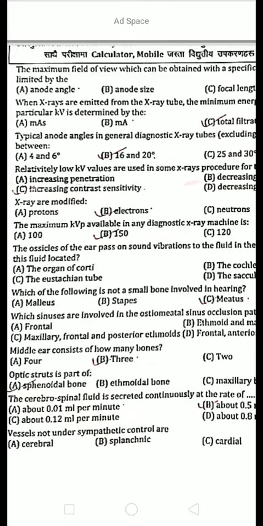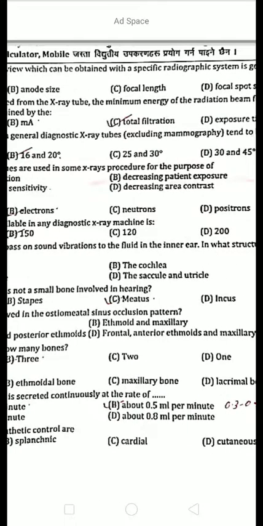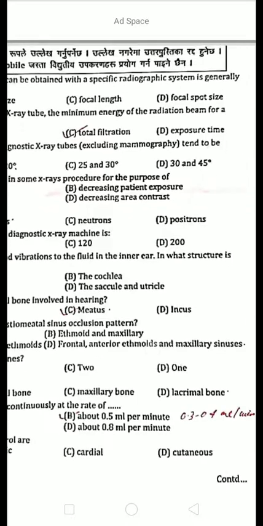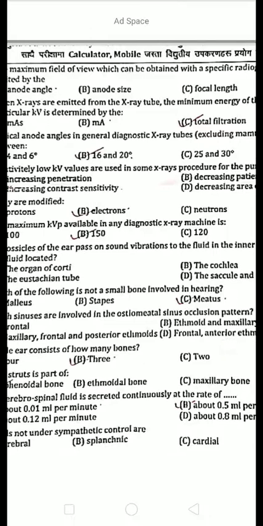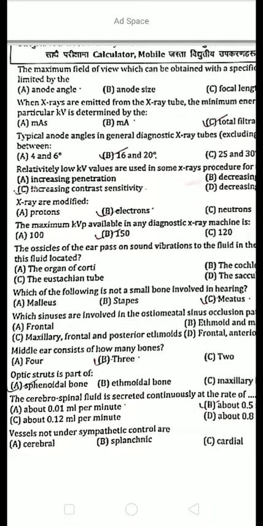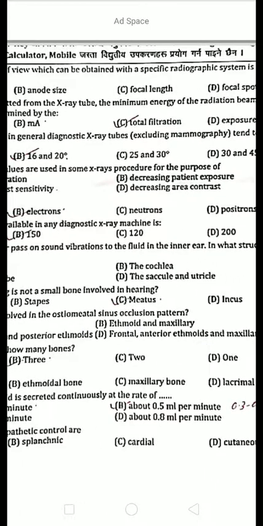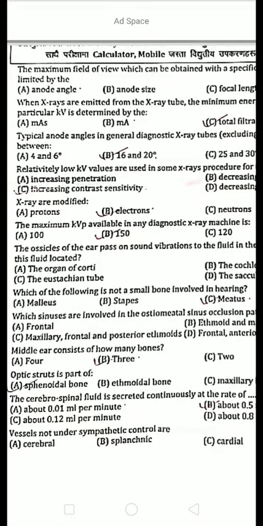The cerebrospinal fluid is secreted continuously at a rate of about 0.5 ml per minute. The normal amount in the whole body is about 150 ml, but the cerebrospinal fluid is produced continuously, about 0.5 ml per minute.